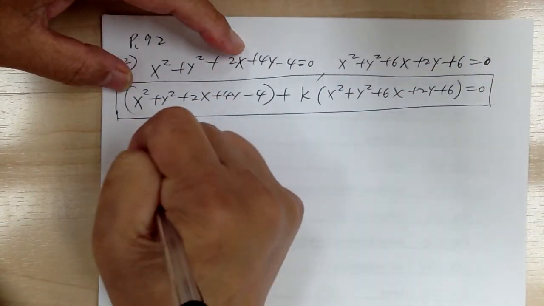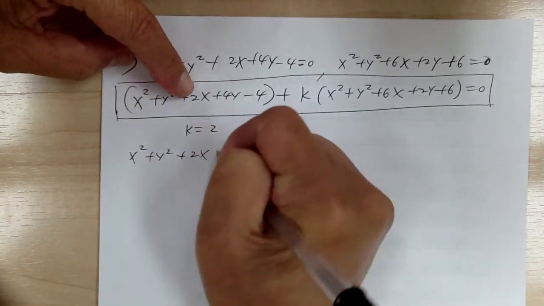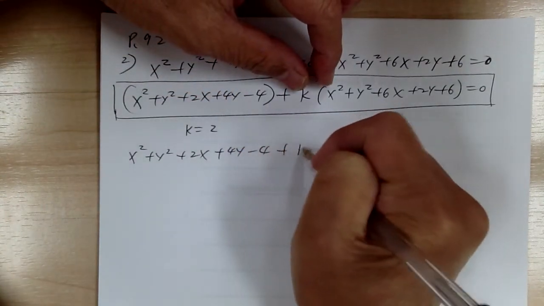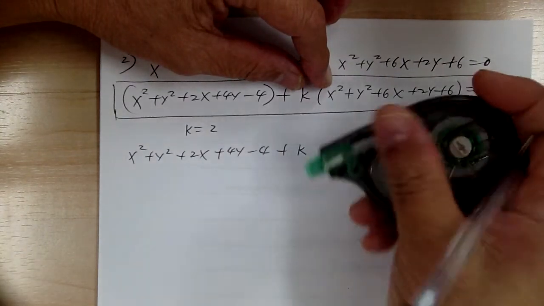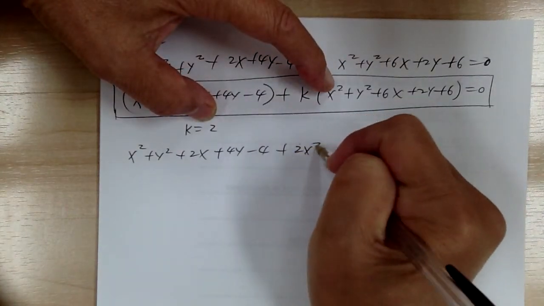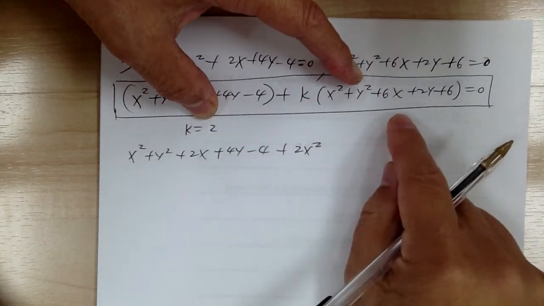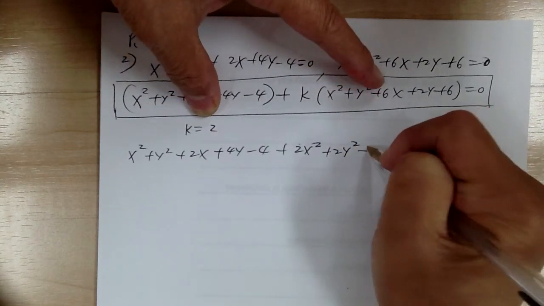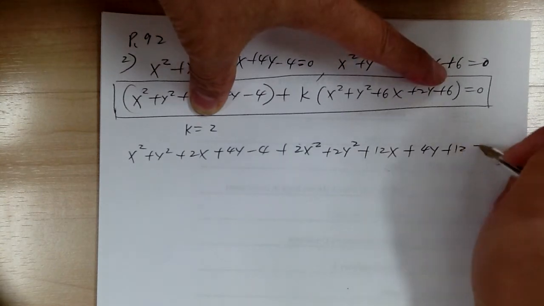So you're going to get x squared plus y squared plus 2x plus 4y minus 4, and you're going to distribute, so plus 2, since k equals 2. So you're going to get 2x squared. Again, use your fingers so you don't make careless mistakes. So multiply, you get plus 2y squared plus 12x plus 4y plus 12 equal to 0.